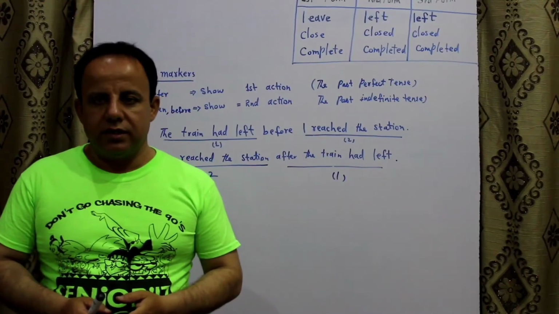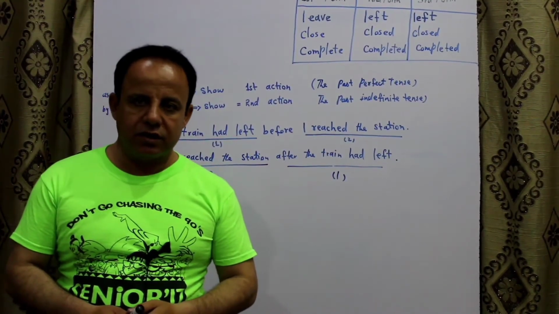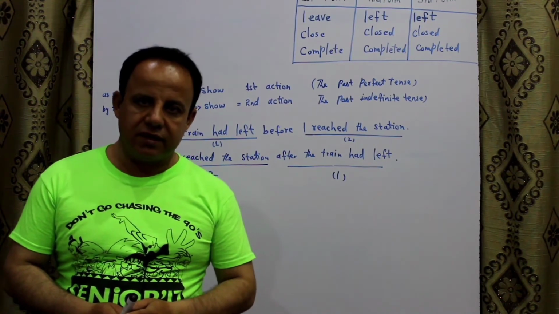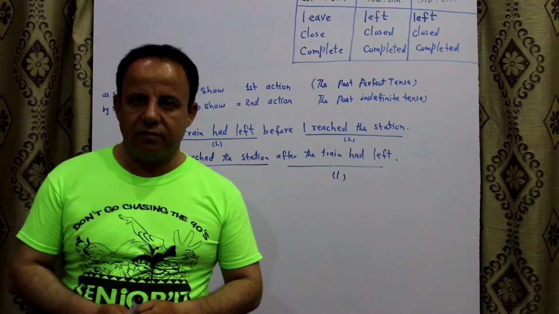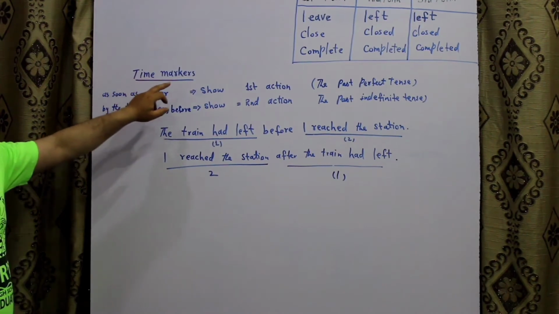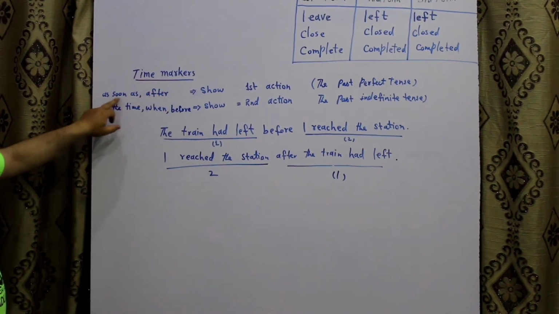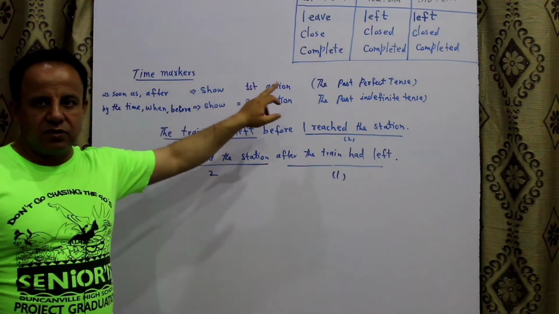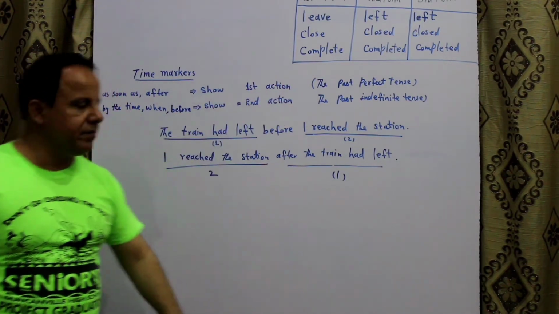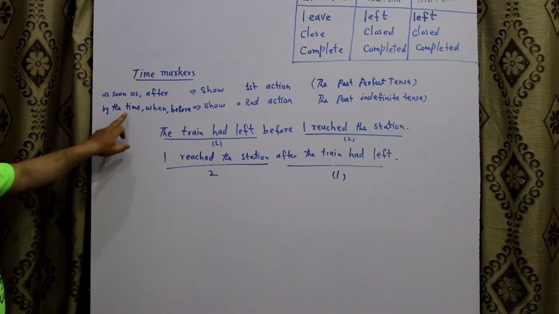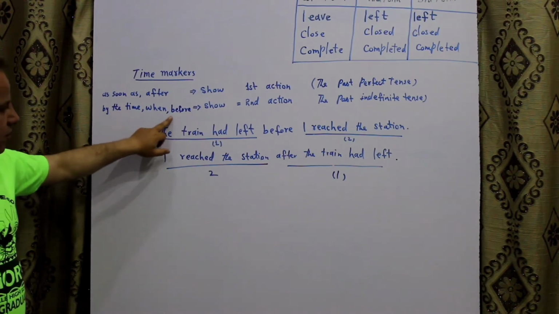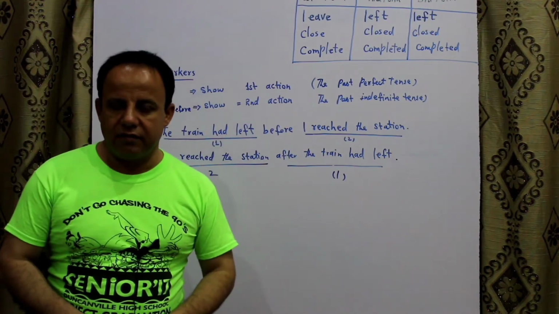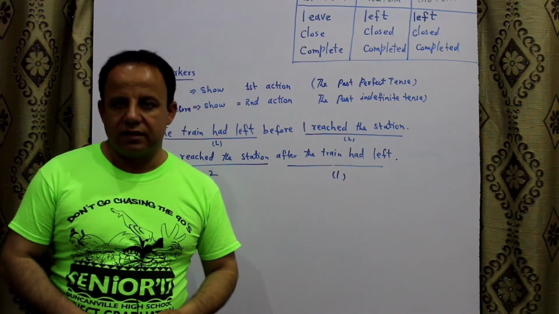Now in this section we will come to know the difference between the past perfect tense and the past indefinite tense. Let's go and deal with them. Here we have got time markers which show the time. As soon as and after show the first action, that is known as the past perfect tense. The next ones, by the time, when, and before, show the second action, that is known as the past indefinite tense. Now let's see the exercises.